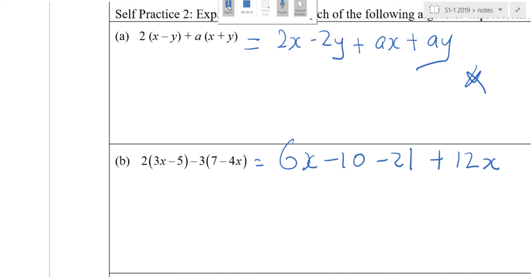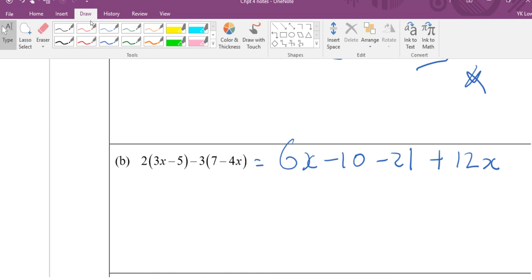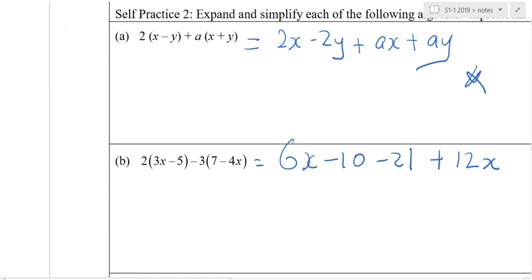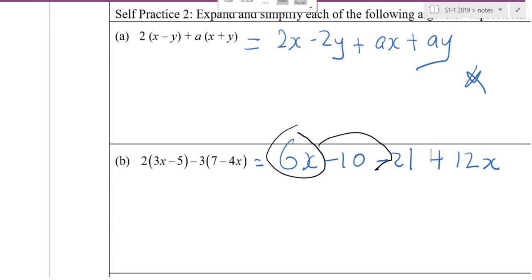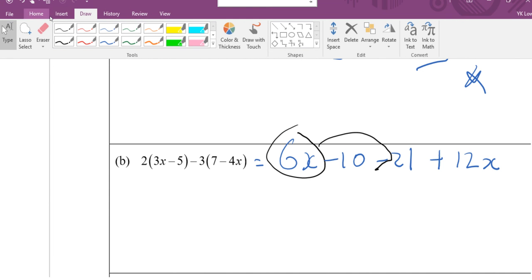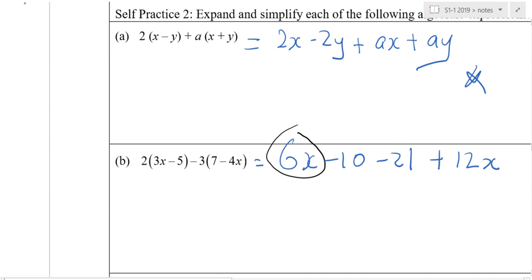Now, from here, you have to group the like terms together. In exam, this is only 1 mark. The next one is 1 mark. Okay, so group means you circle. Take your pencil, really go and circle. Hey, you notice I circle the sign as well, huh?